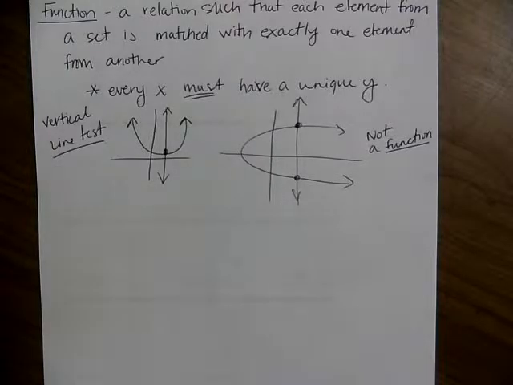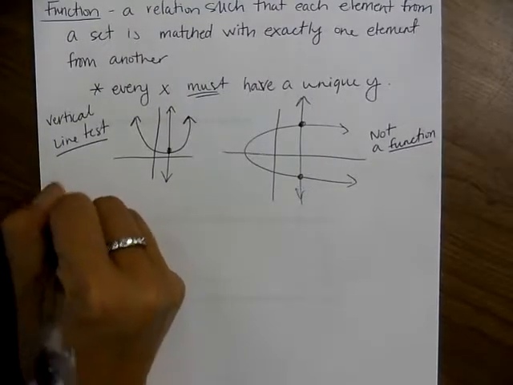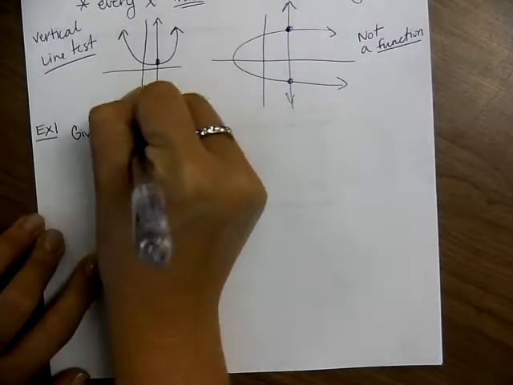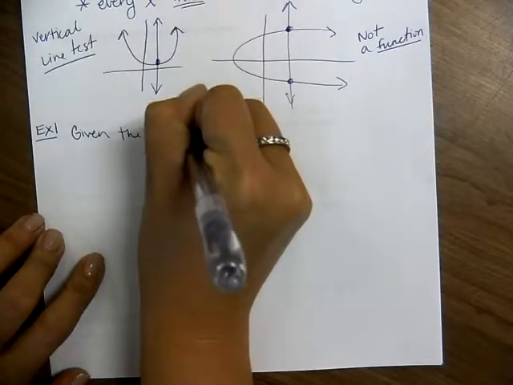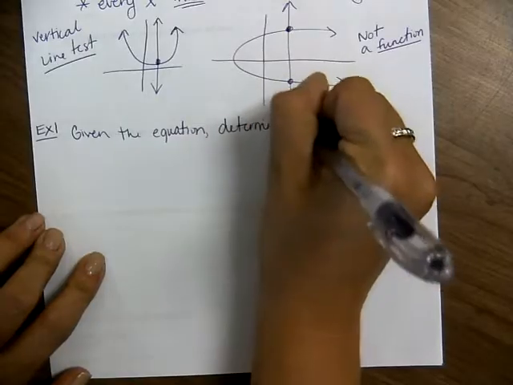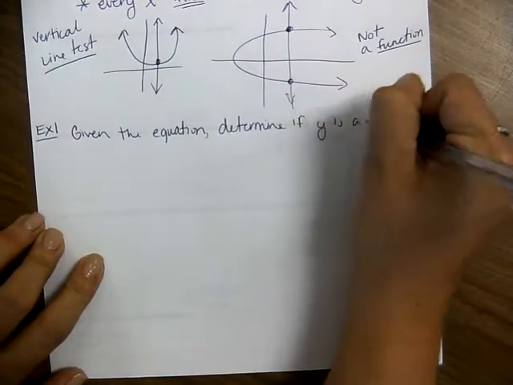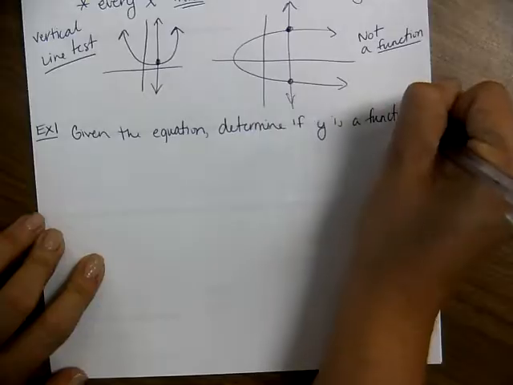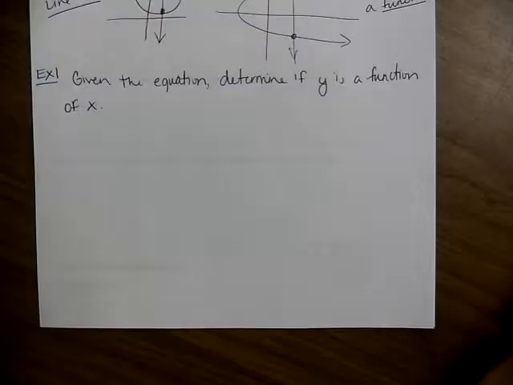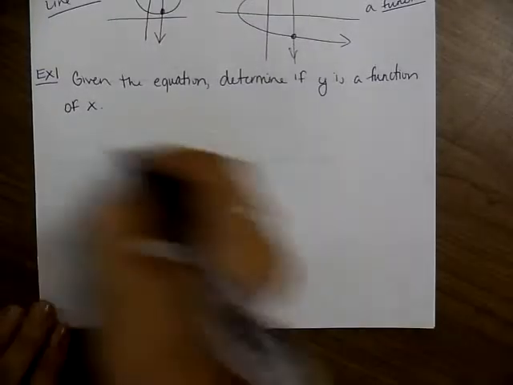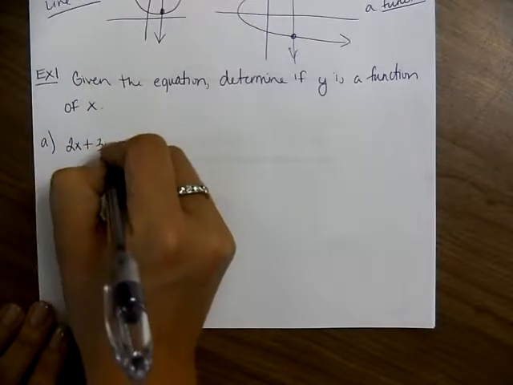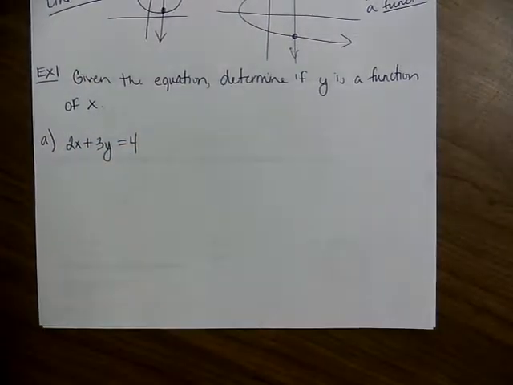Let's determine if something is a function given the equations. So we'll call this example 1. Given the equation, determine if y is a function of x. Okay, let's start out easy. So 2x plus 3y equals 4.